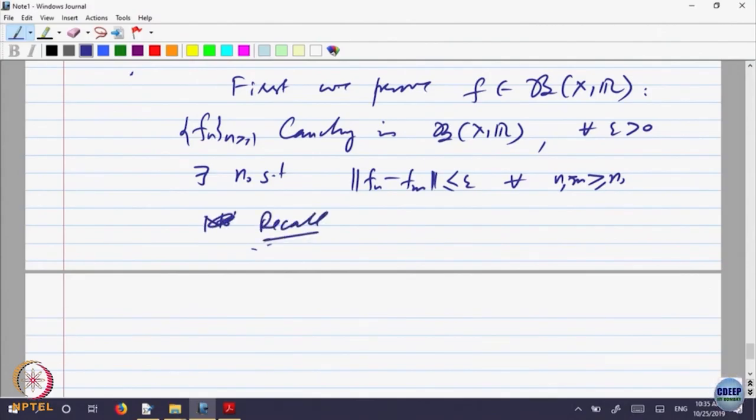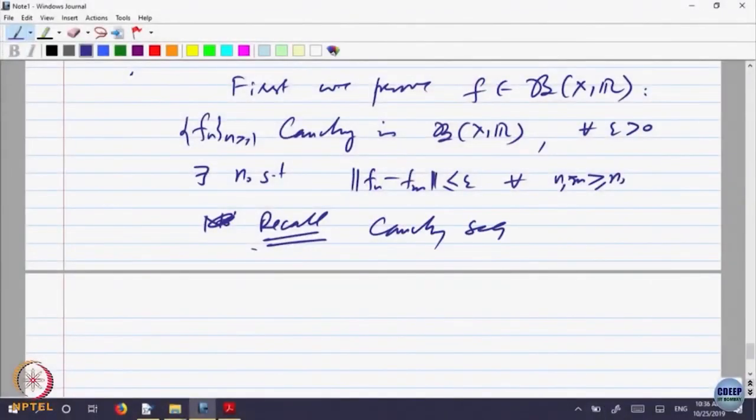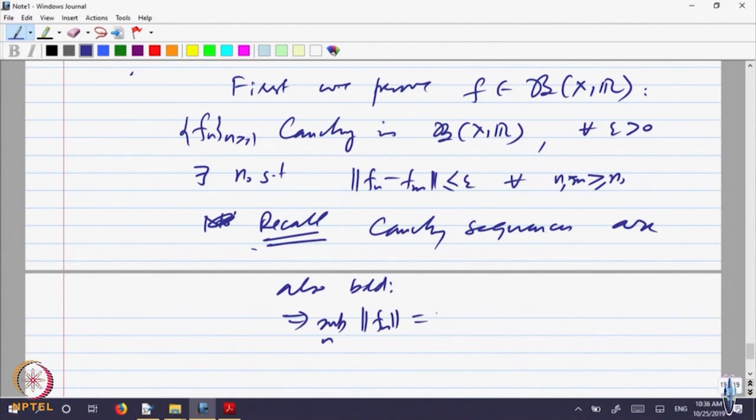Recall, we also proved a theorem for sequences that if a sequence of real numbers is Cauchy, it must be bounded. So, recall Cauchy sequences are also bounded. Since f n is Cauchy, it must be bounded, implying the supremum over n of norm of f n, say M, is finite. What is the metric? The L infinity metric. So, it is a Cauchy sequence, and so it must be bounded.